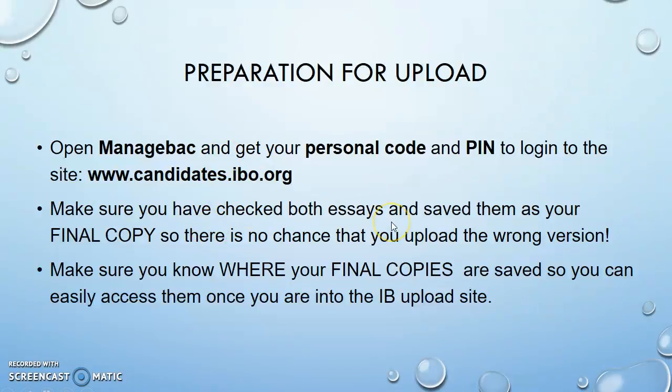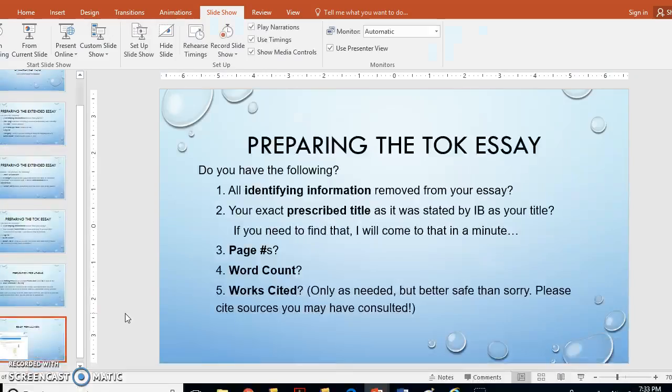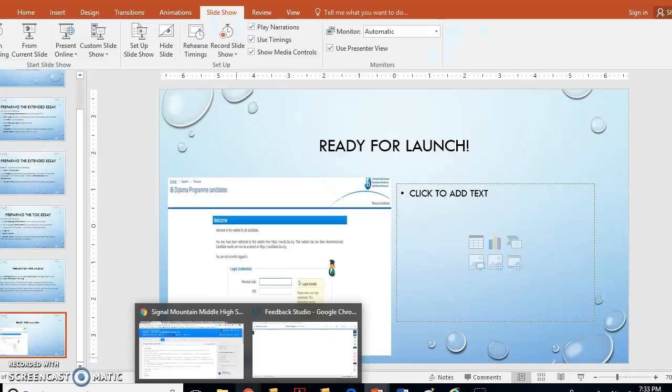Make sure you've checked both your essays for all the things I've talked about and save them as the final copy to make sure that you're not uploading the wrong version. Also, make sure you know where that final copy is, where it's saved, so that you can easily access it when you go to upload. So now you're going to go into this site, candidates.ibo.org. You're going to enter your information. Okay, you know how to do that. You've done it for several things.